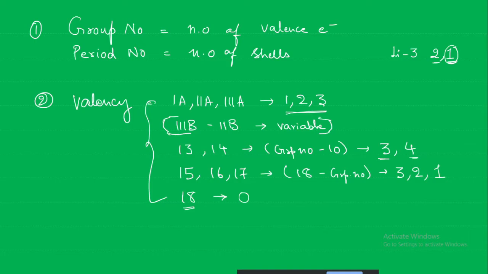Next, what are the trends? This is a place where again a lot of confusion comes. Trends in the periodic table. So the first trend, that is always easy and best, is atomic size.